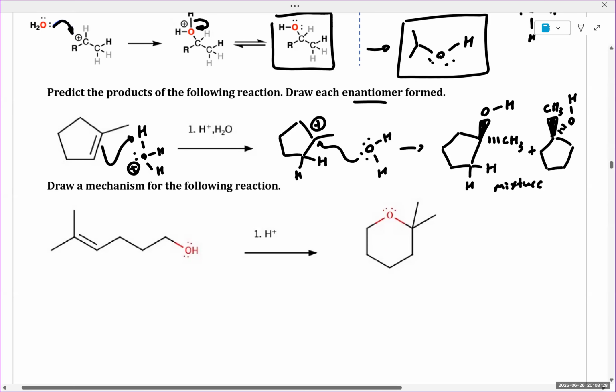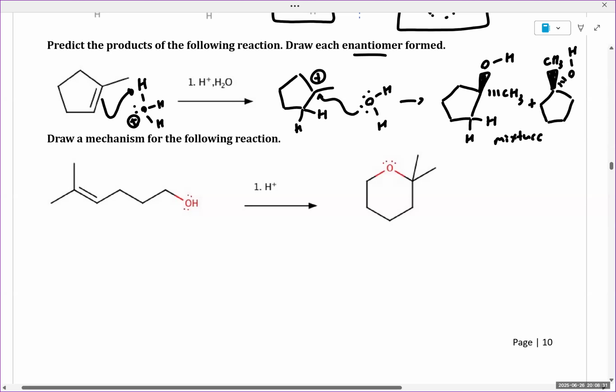Now, in addition to intermolecular reactions, we can also have intramolecular reactions. So in this case, rather than having an external nucleophile like water, we have an internal nucleophile, such as an internal alcohol. With that hint in mind, I'd like you to take a few moments and try to draw a mechanism for the following reaction. In net, we formed a bond between this carbon and our oxygen atom. So let's draw a mechanism that accomplishes that.